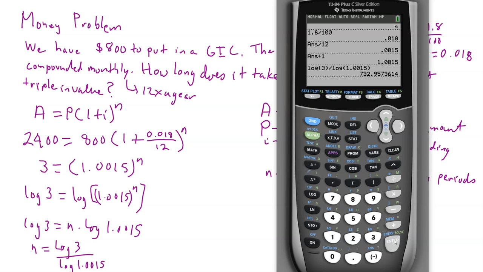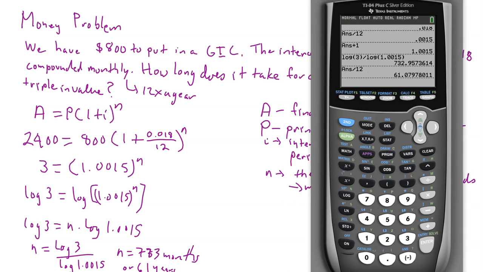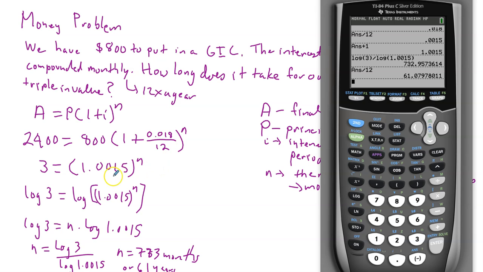Enter. And that's a lot of months, right? 732.9. So 733 months. How many years is that? Well, if we divide that by 12, we'll get the number of years. So 61 years. So that's one way to do it, right? Taking the log. Hang on, I'm just going to move this over. Taking the log of both sides.